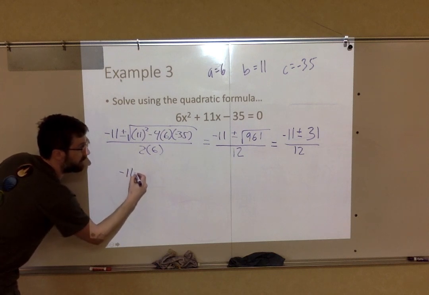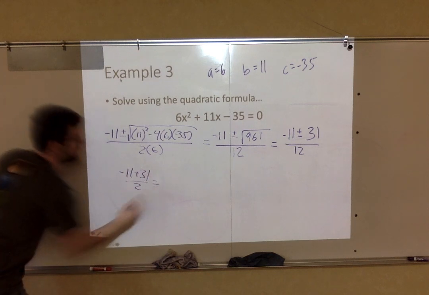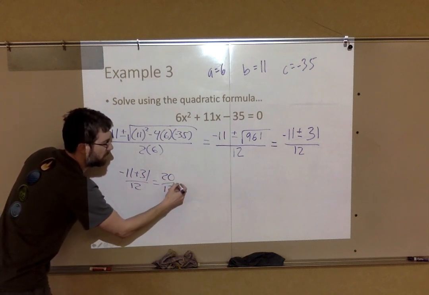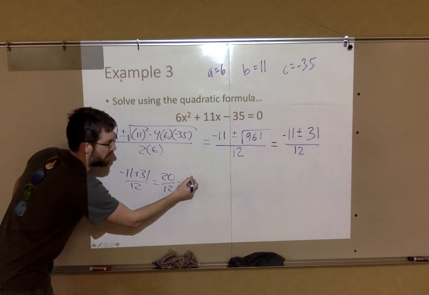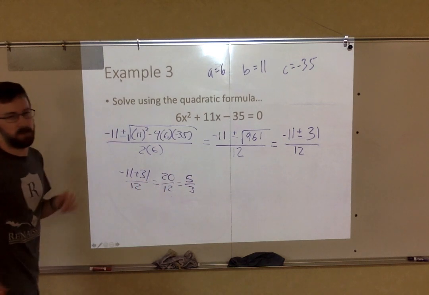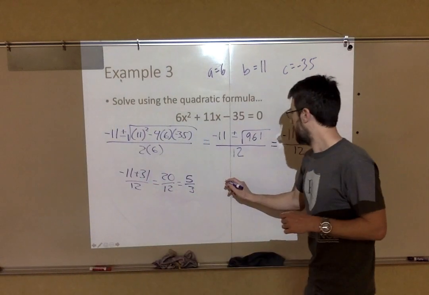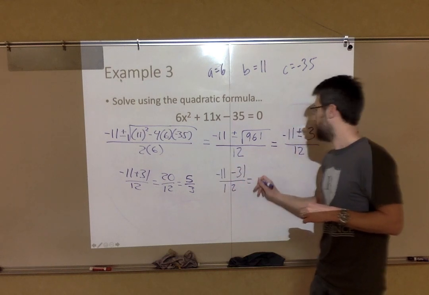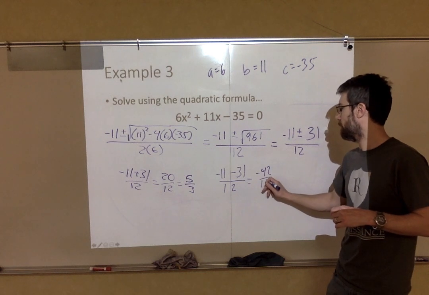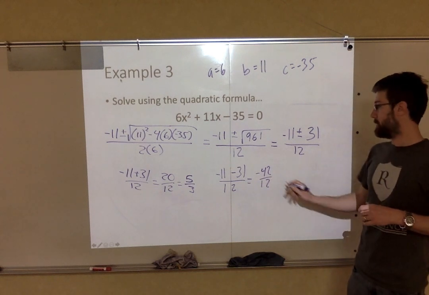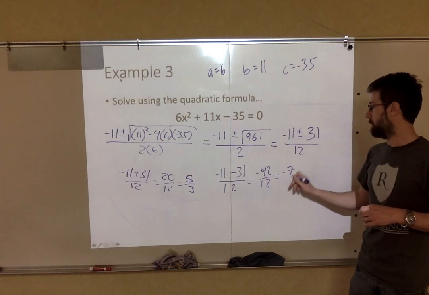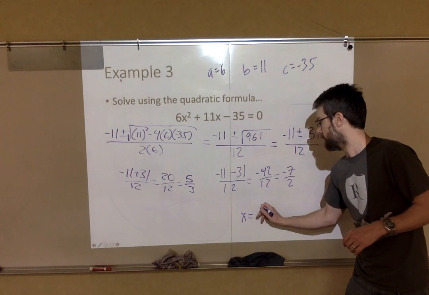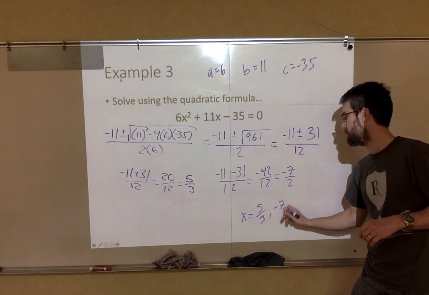Then the answers are negative 11 plus 31 over 2. That is what, 12. 20 over 12. Both of these are divisible by 4, so that would reduce to 5 over 3. You could also use 1.6 repeating. Then negative 11 minus 31 over 12. That is negative 42 over 12. Both of these are divisible by 6, and that becomes negative 7 over 2, or negative 3.5. So your two answers there, 5 over 3, negative 7 over 2.